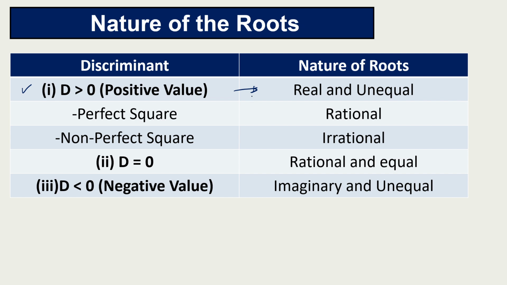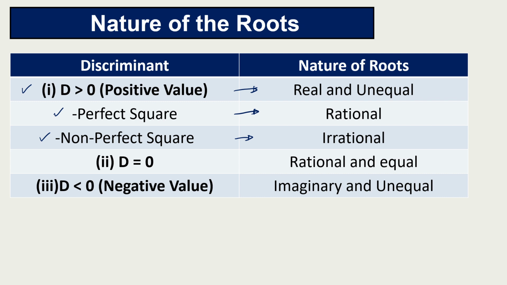So when we say real, it is divided into two. We have the rational and irrational. So we need to identify first if the given positive value is a perfect square or a non-perfect square number. If it is perfect square, then the nature of the roots is rational. While if non-perfect square, then it is irrational.